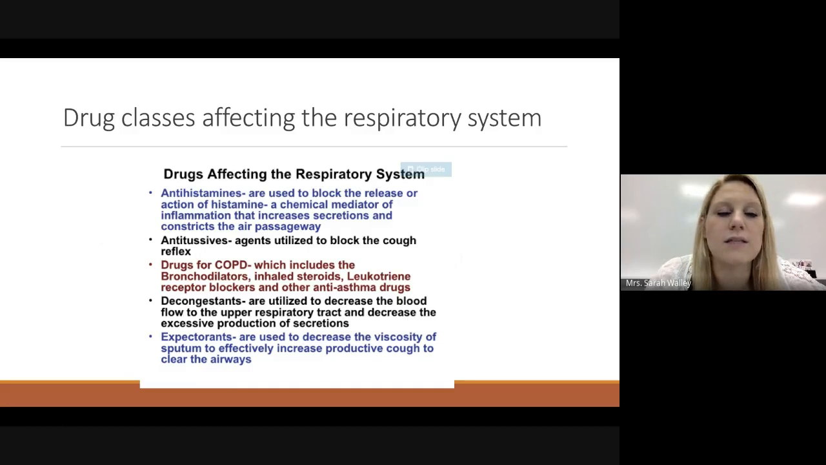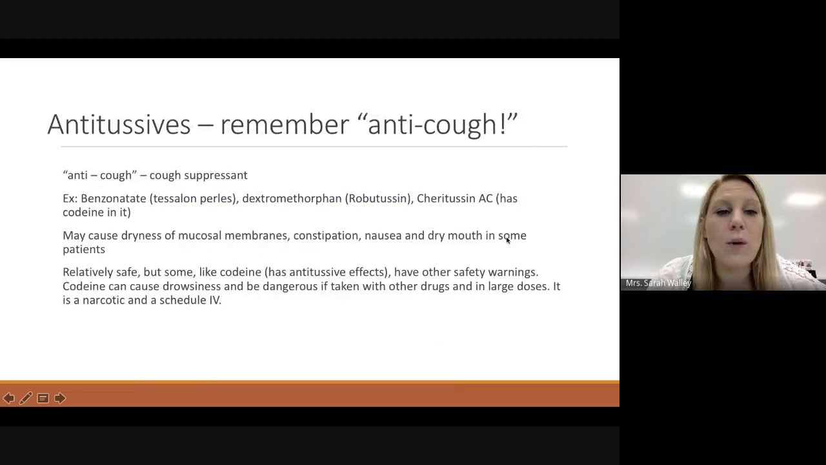So this is not just COPD or asthma, but this is for if you get sick with an upper respiratory infection or a virus that affects your respiratory system, anything like that, even allergies, like all of that's going to be helped by some of these drugs. So antitussives, remember that's anti-cough. So you need to remember that cough suppressants are antitussives. That's just another word for it.